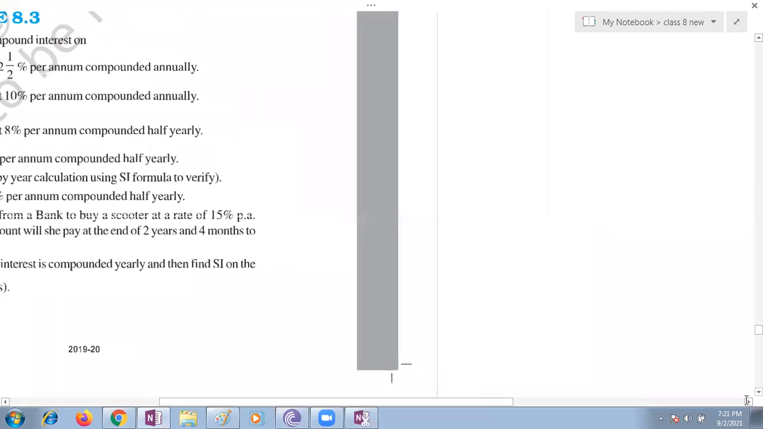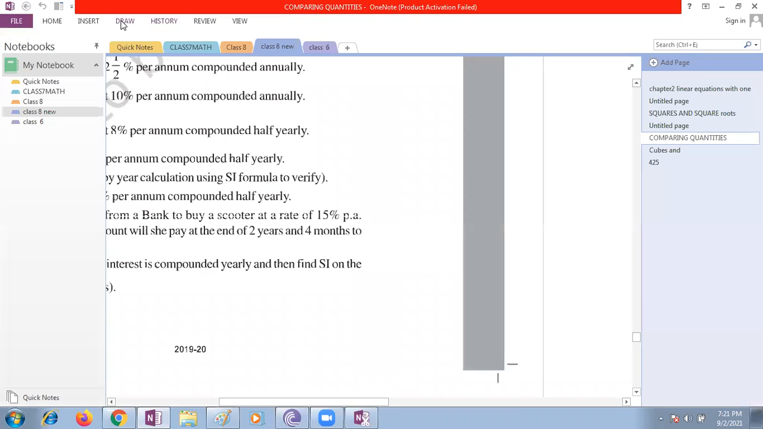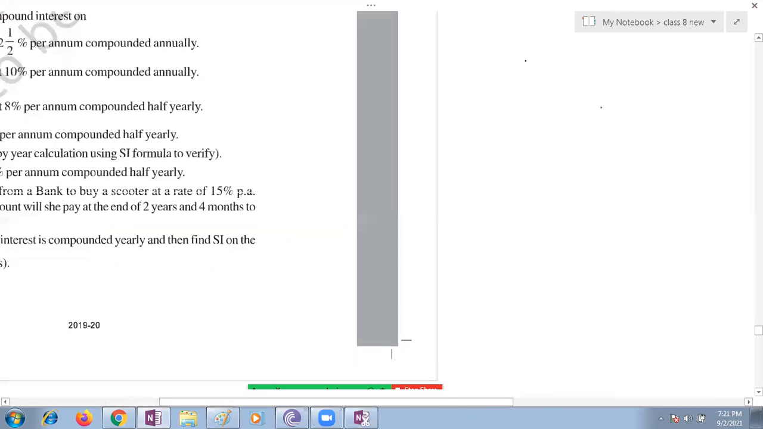Compound interest. Based on compound interest, we know the simple interest formula. Simple interest is nothing but PTR by 100. It is a simple technique you are supposed to remember. How will you remember it, children? Simple interest is nothing but PTR by 100. What is P? Principal. T? Time. R? Rate of interest.